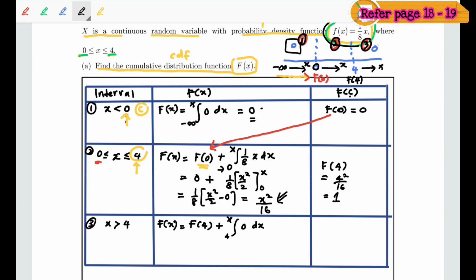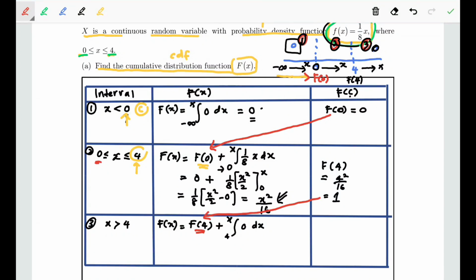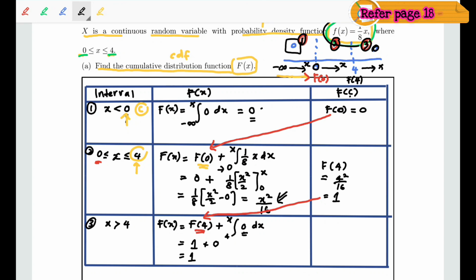Okay, why 0? This is the 0 function, because the question only gives you one non-zero function, which is 4, 0 until 4. Okay, so for the f of 4, we already found out from the previous part, this is the f of 4. So we're going to substitute here. This is equal to 1. And for the integration of 0 gives you 0. So at the end, we end up with 1. So that is our target.